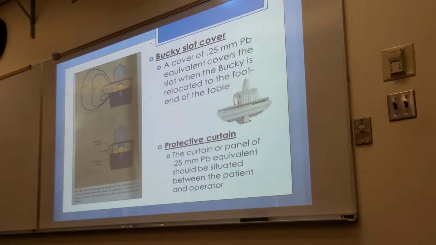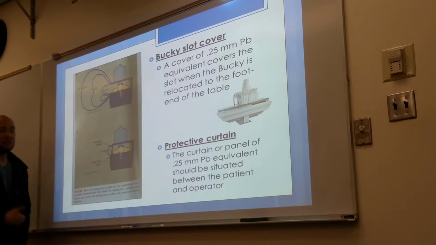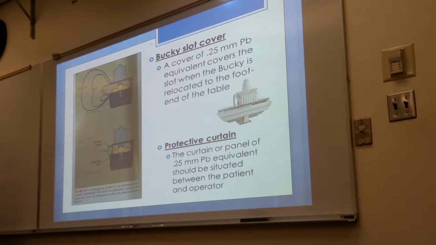You should also have a protective curtain. The curtain or panel of 0.25 millimeters of lead equivalency should also be situated between the patient and the operator. So there's not going to be a lot of x-rays coming from 90 degrees off the patient. Now, where is the best place to stand during a fluoroscopic procedure? Behind the doctor, or at 90 degrees from the patient. You don't want to be at the foot or the head end. You guys remember that?